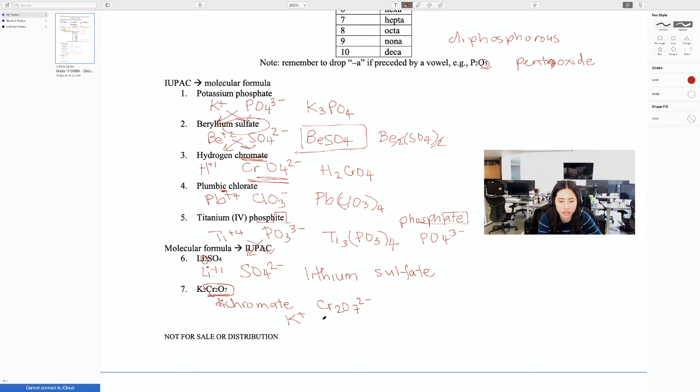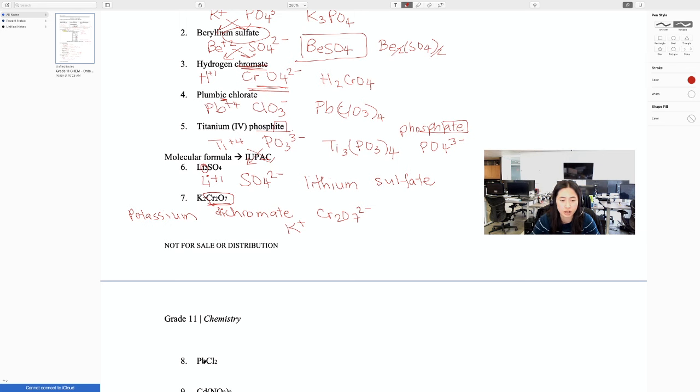So when you cross over the oxidation numbers of the two, which is potassium and dichromate, the charge of Cr2O7 becomes the subscript of K+, right? That's why it's K2. So we call this potassium dichromate. So again, you don't say dipotassium. That's absolutely incorrect. So it's only potassium dichromate because it's an ionic compound.